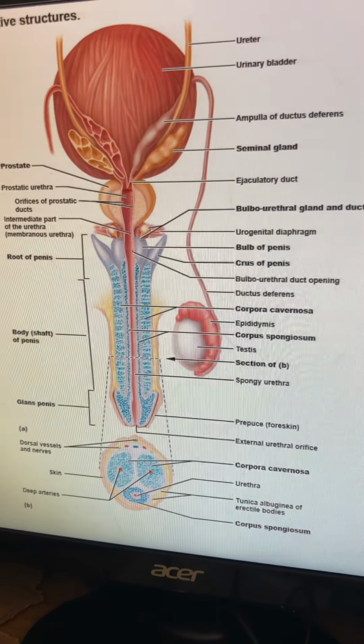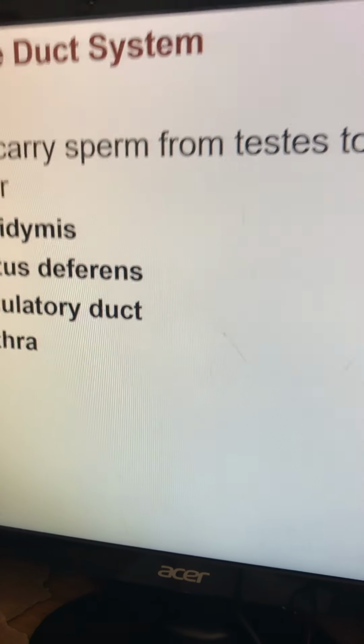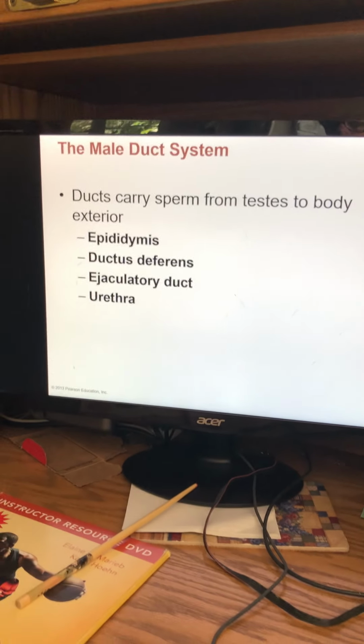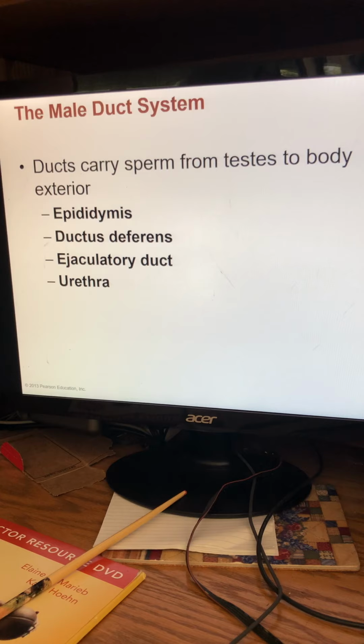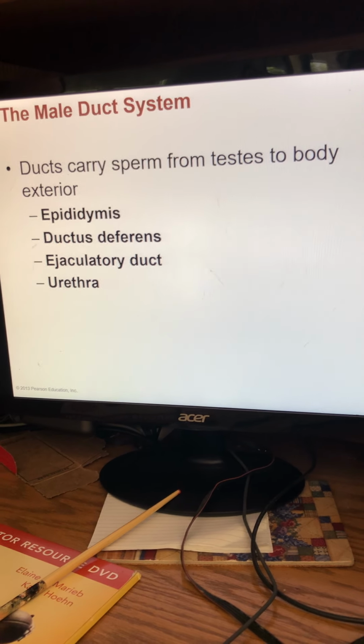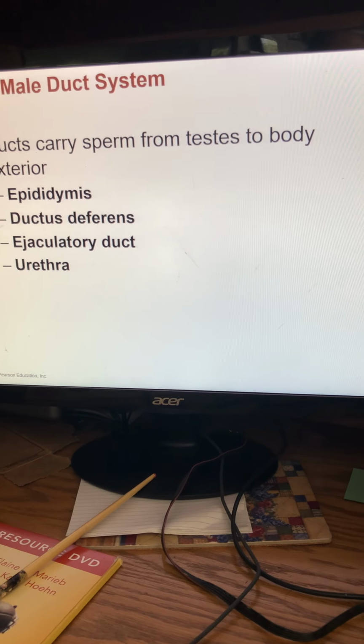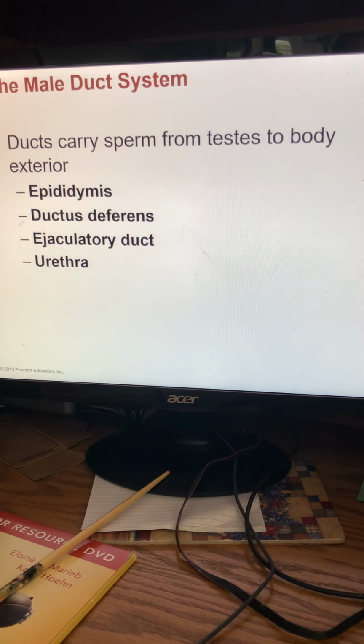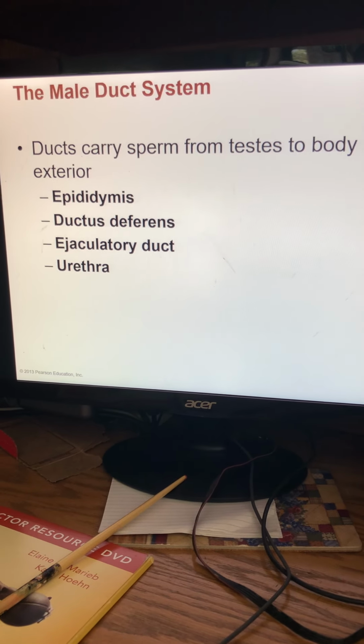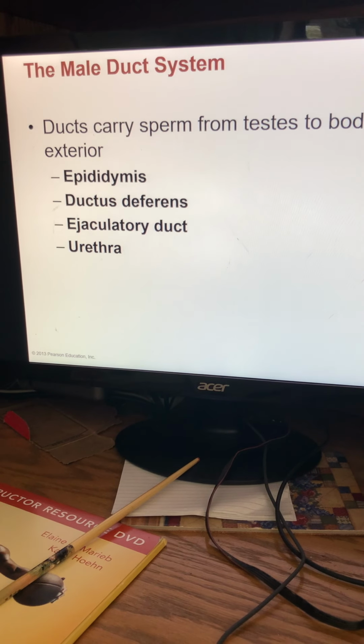Leaving the body is called ejaculation. So the ducts carry sperm from the testes to the body's exterior through the epididymis. Remember, that's the comma-shaped thing. The ductus deferens is also called the vas deferens. That's why when they cut that, it's called a vasectomy. Then the ejaculatory duct, and then finally into the urethra.